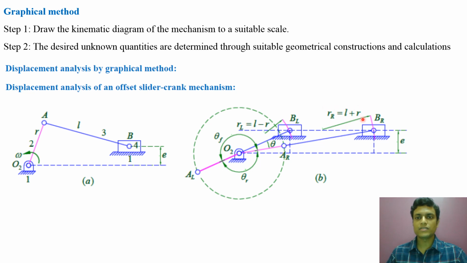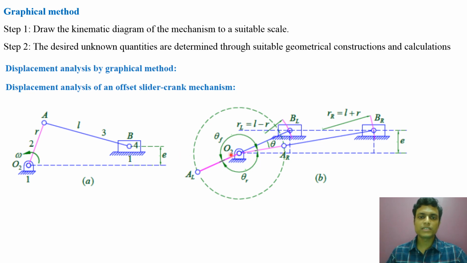With this radius, we will draw an arc with center O2, and that cuts the axis of the slider at point BR. So BR is the extreme rightmost position of the slider. Now what will be the extreme leftmost position of the slider?